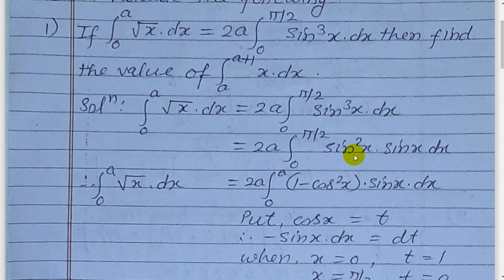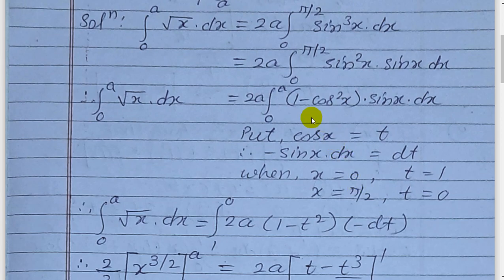This is the first formula for this question. So sin square x can be written as 1 minus cos square x, into sin x dx as it is. Now for the right hand side integration, put cos x equal to t. For the right hand side integration, that is for this integral, put cos x equal to t.